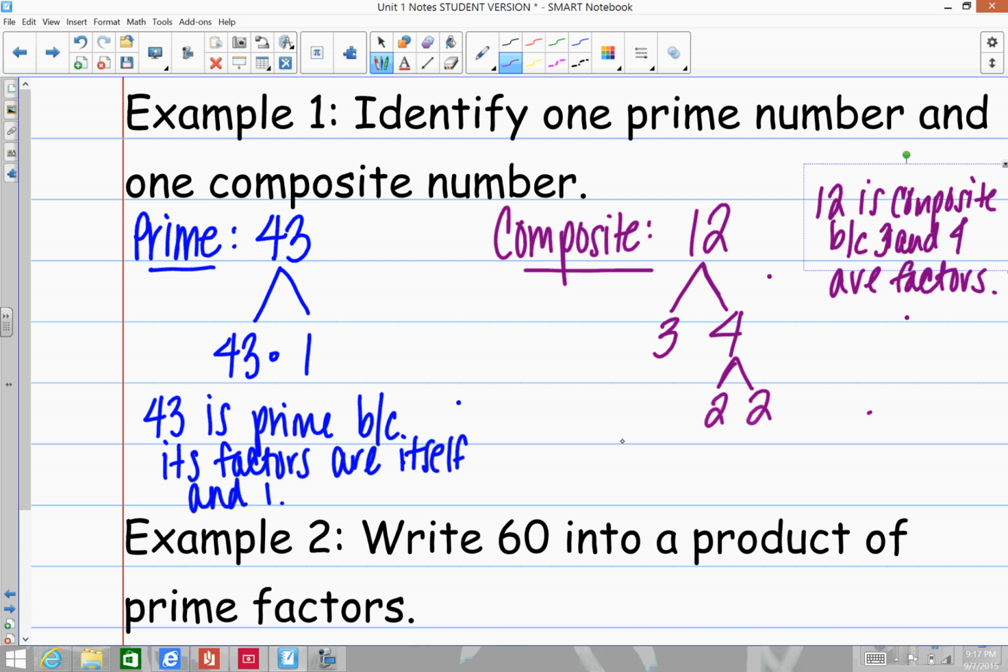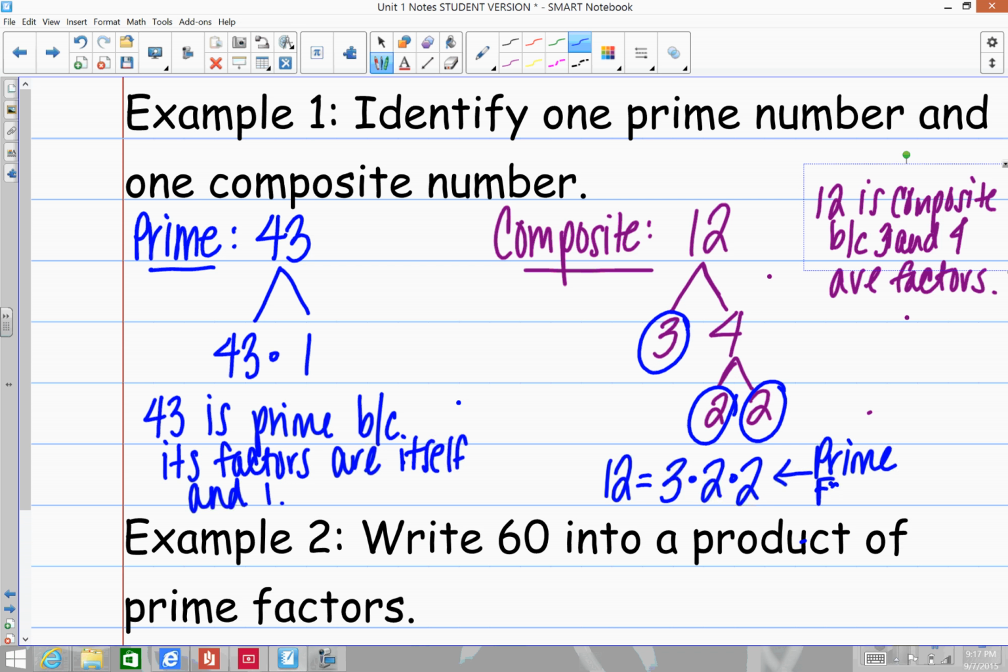So 12, if you look at what we're left with here, 3 is prime, 2 is prime, and so is 2. So I could say that 12 is really equal to these three numbers being multiplied together. So 3 times 2 times 2, because those are my remaining prime numbers, which if you check it, 3 times 2 is 6 times 2 is 12. And this is called the prime factorization, or also known as the product of its primes.